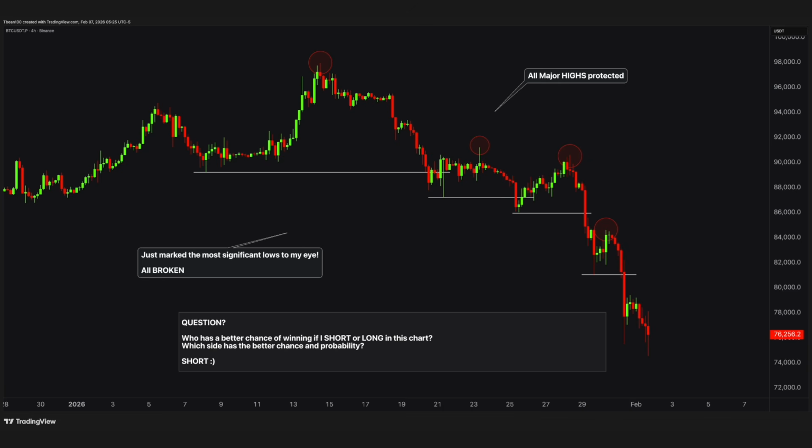If the price is crashing, making new lower lows while the highs are still being protected, it makes much more sense to look for short trades instead of long trades. This is not an opinion at all, it is simply based on statistics and probability in the data.